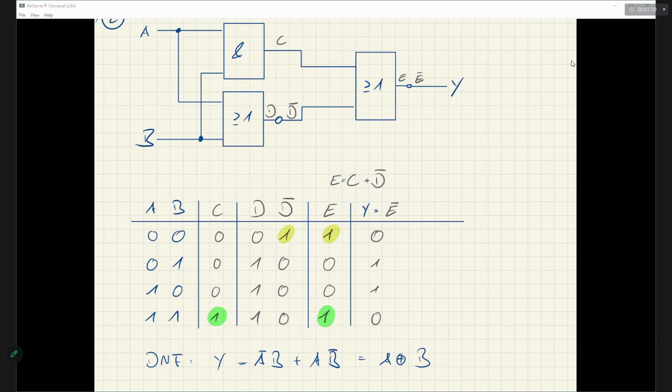Yes, and that's the case. So the output of the first one is C. And the output of the second one is D not. And it's 0 here and here. And that's where we have the two ones. So the inputs of the NOR gate are C and D not. Okay, I understand now. Okay, I get it now. Thank you. You're welcome.